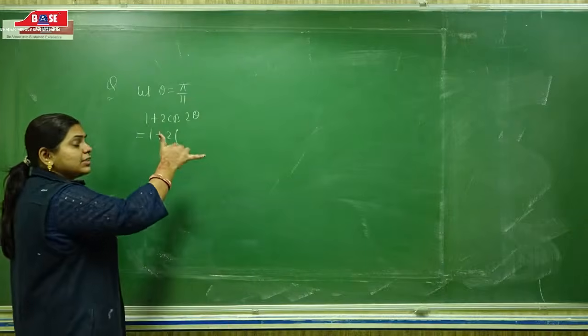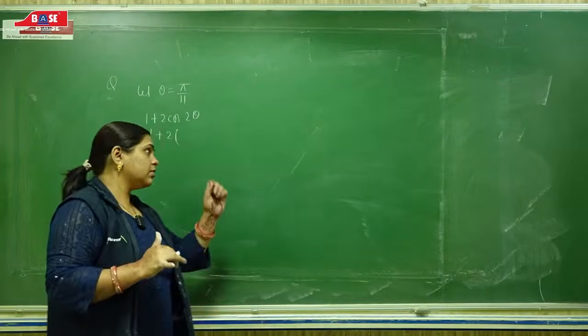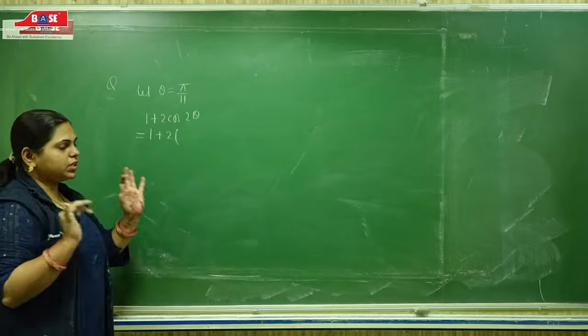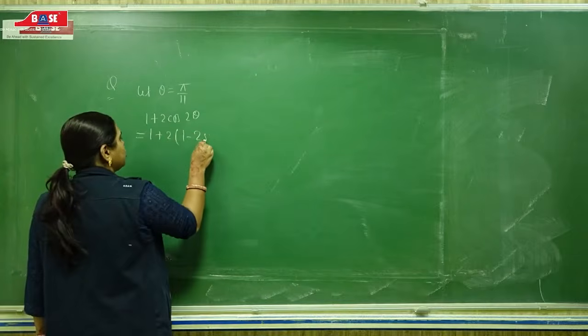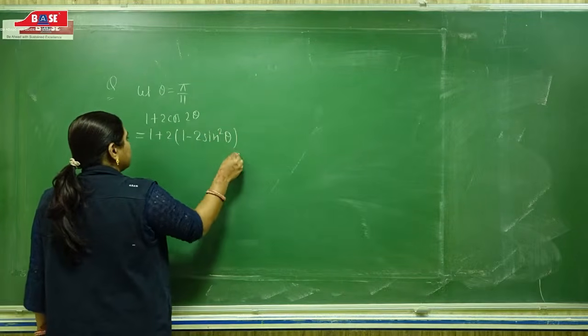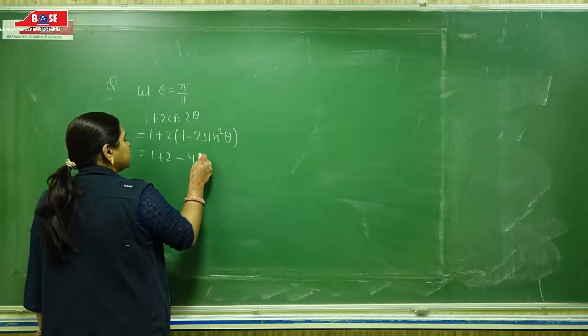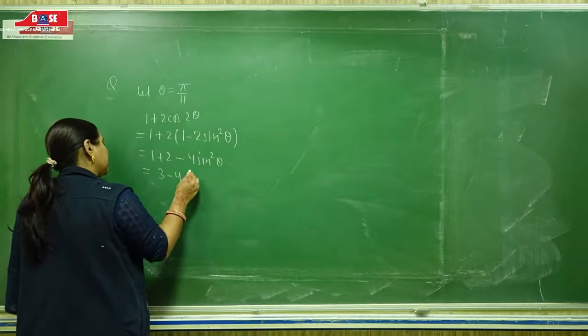Now you will feel why I am starting with this plus part, correct? So 1 plus 2 cos 2 theta, everyone. How should I write this cos 2 theta? 1 minus 2 sine square theta. Now this will be 1 plus 2 minus 4 sine square theta. Now this will be 3 minus 4 sine square theta.